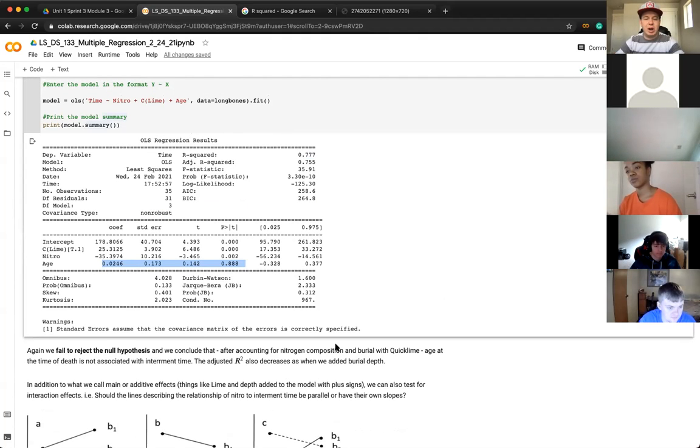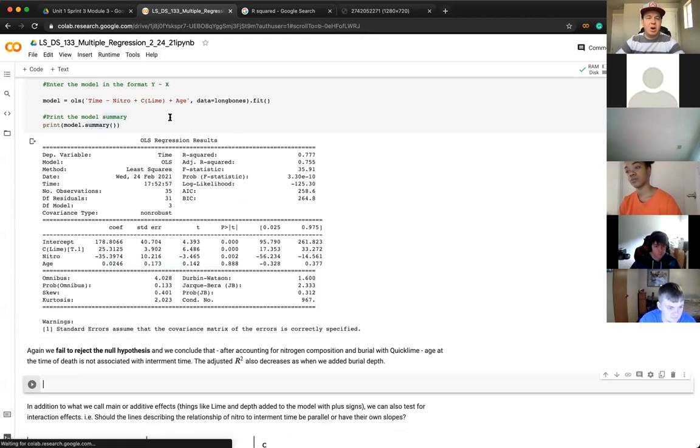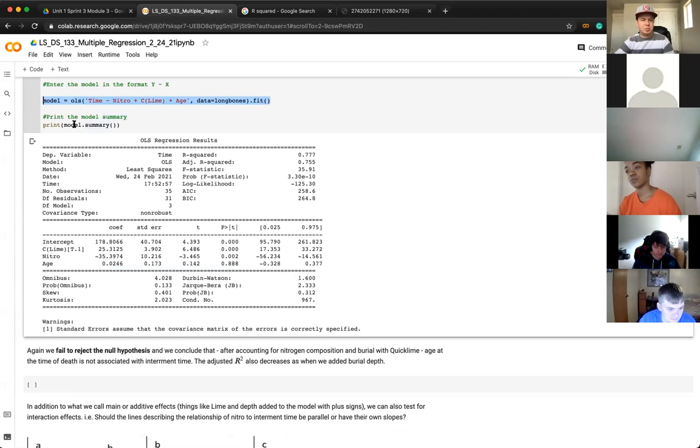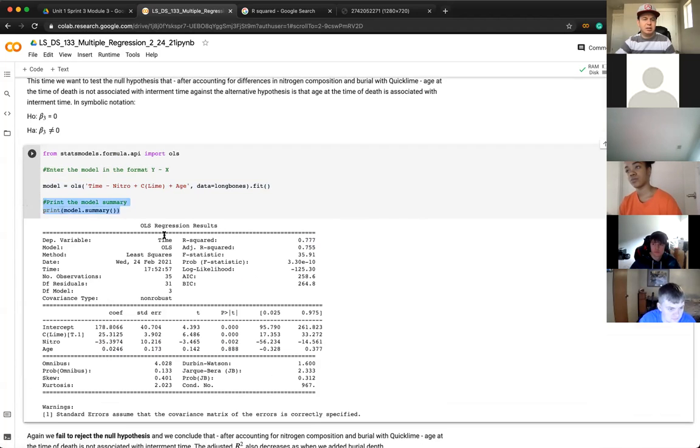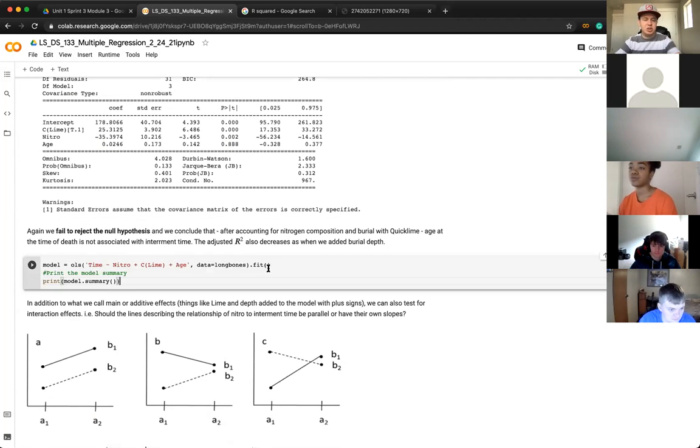One thing I want to point out here is that what if I did an OLS model only using age, right? Not lime, not nitro, just age and time, okay? What would I see?